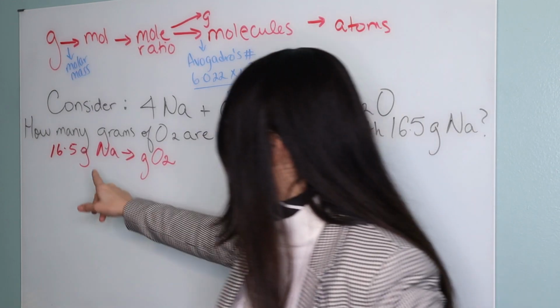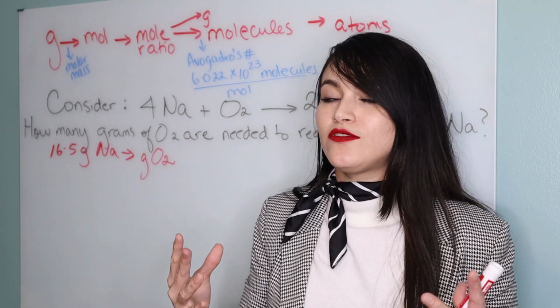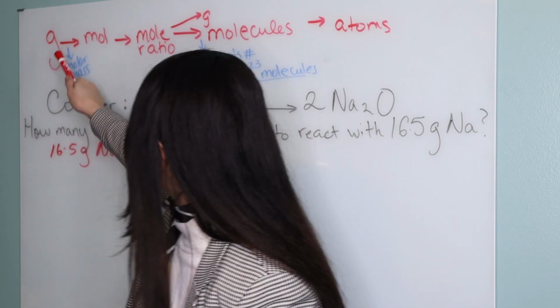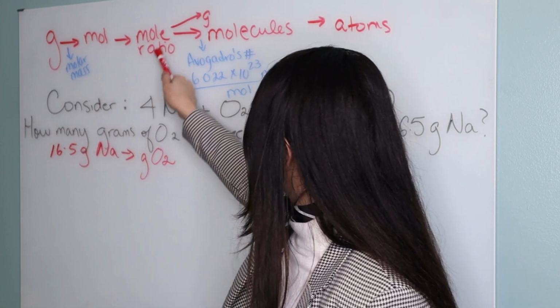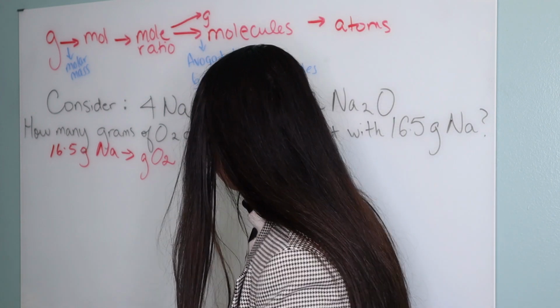So again, I'm starting out with one substance and finishing out with a different one. I'm going to have to use the mole ratio at some point. But we're over here, and we have to go from grams to mole ratio to finishing up with grams again. So let's go ahead and do it.